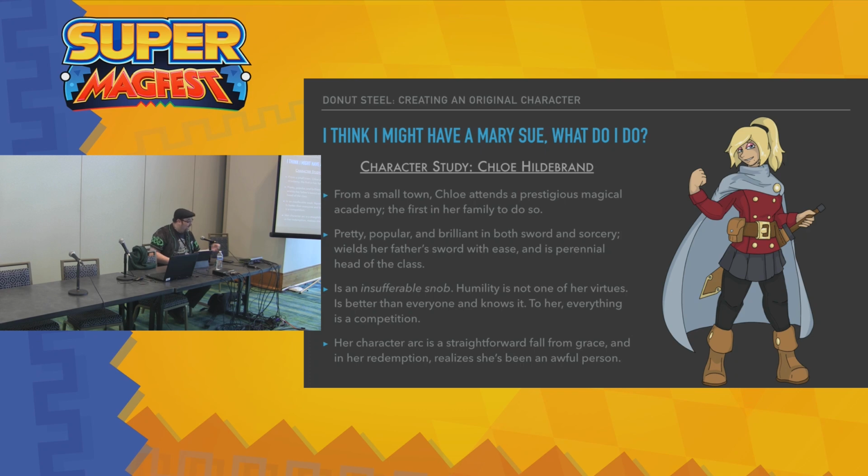And again, going back to our previous points: academy uniform, boots that resemble fashion-y sort of boots, dad's sword, pretty blonde, blue eyes, things people associate with beauty.